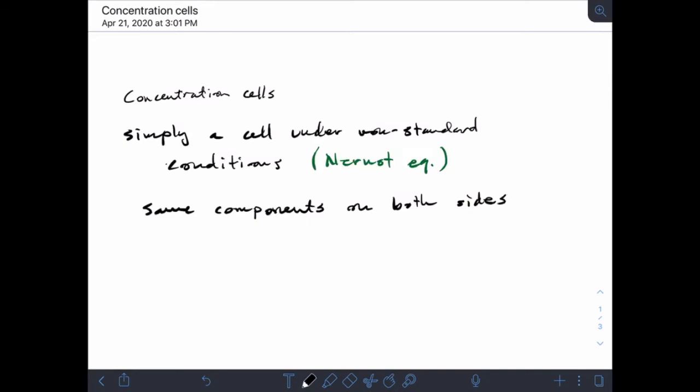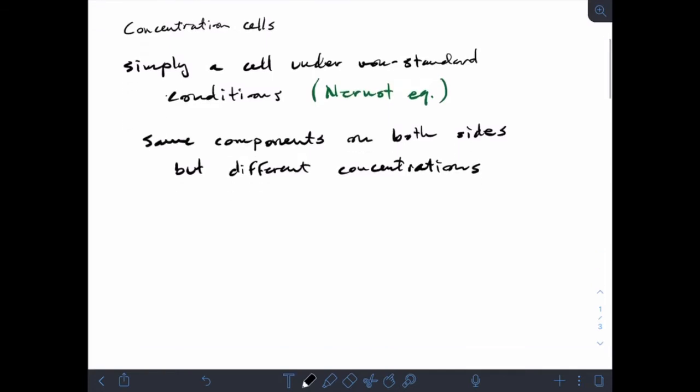So far we've been talking about galvanic cells that have, for example, copper and copper ions on one side and zinc and zinc ions on the other side, two different things in each half reaction. But with concentration cells, we have the same components on both sides, but different concentrations. This is why we call it a concentration cell. So we're going to be thinking about using the Nernst equation.